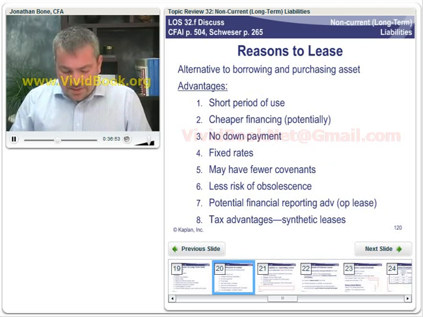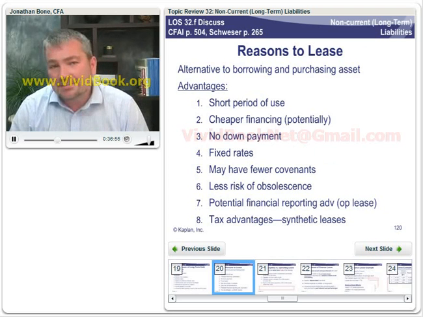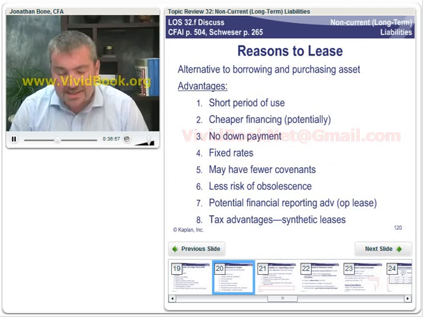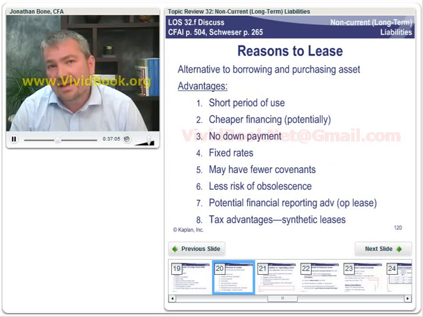We now turn our attentions to leasing. Our first LOS is discuss the reasons to lease. Now, the alternative to leasing an asset, of course, which is essentially renting in an asset and using it, the alternative to that is borrowing money and purchasing the asset.